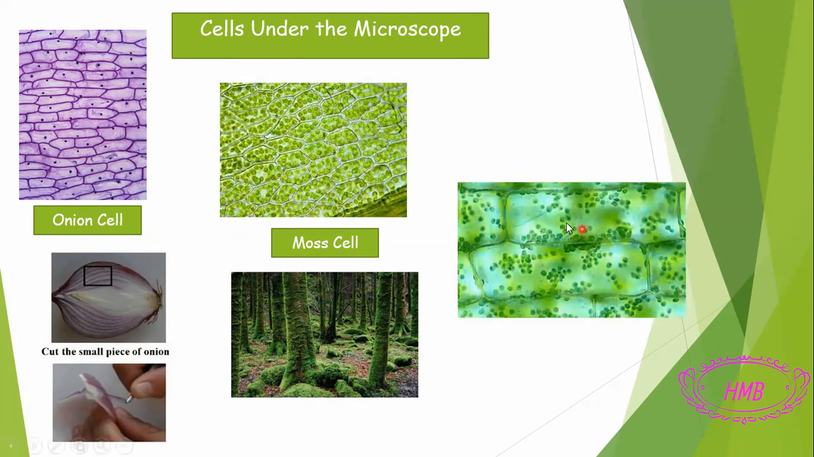Finally, we have a cell that is taken from a green leaf. Here it's clear that I have two membranes. The outer one here is the cell wall, and the inner one is the cytoplasmic membrane. And inside the cell, I have the chloroplasts that are responsible for photosynthesis.